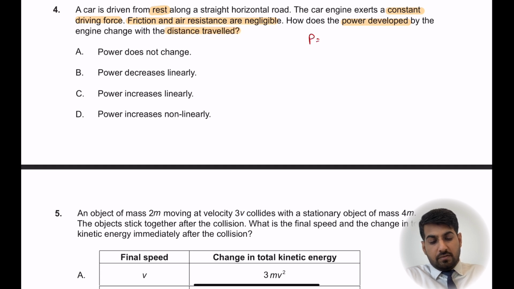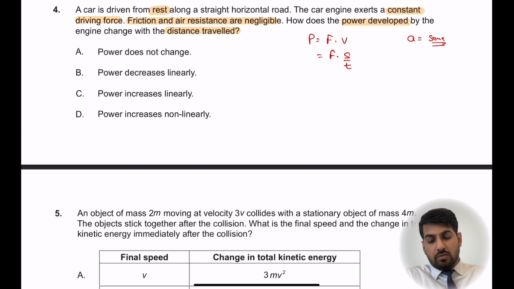Now, power is equal to force times velocity, right? And if there is a constant driving force, it means there will be an acceleration. Some acceleration will be there because it is a constant driving force, not constant velocity. And velocity is what? Displacement upon time. So if you look at this question, we have to find out the relation of the power with respect to the displacement. So power versus displacement. Force is constant with respect to time.